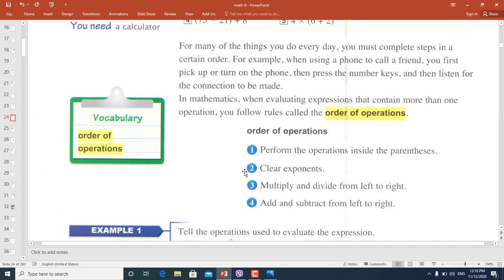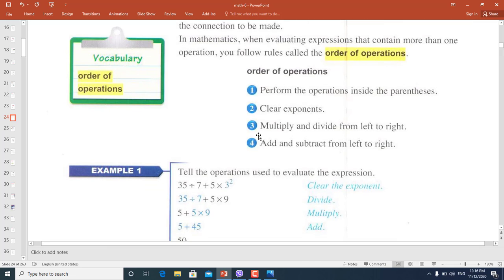After that, in the second step, clear exponents. If you have an exponent, if you have a power, you must solve the power, right? In step 3, multiply and divide from left to right. So we will start from left to right in the third step. If you have any multiplication or division operation, we solve it. After that, the last step is add and subtract from left to right. If you have any addition or subtraction, we solve from left to right.